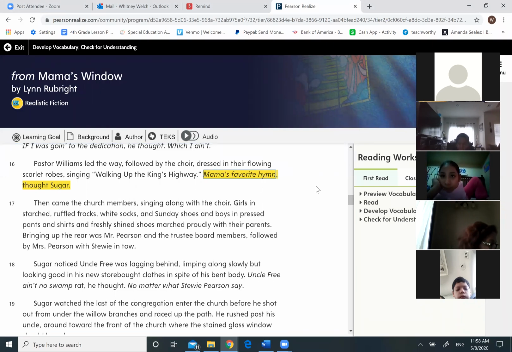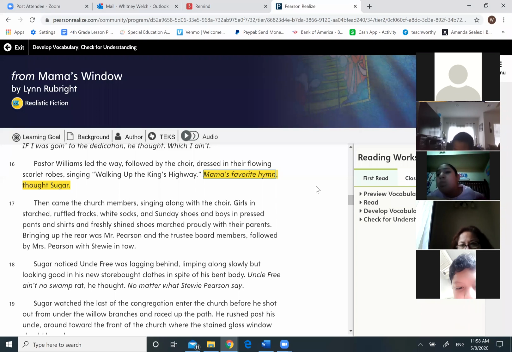Why do you think Sugar continues to say this is what she would have wanted? Because his mother is dead. Yes, you are absolutely right. So we figured it out that his mom is not there because she is no longer living, okay? So each time something is happening, he's reminded of his mom, okay?